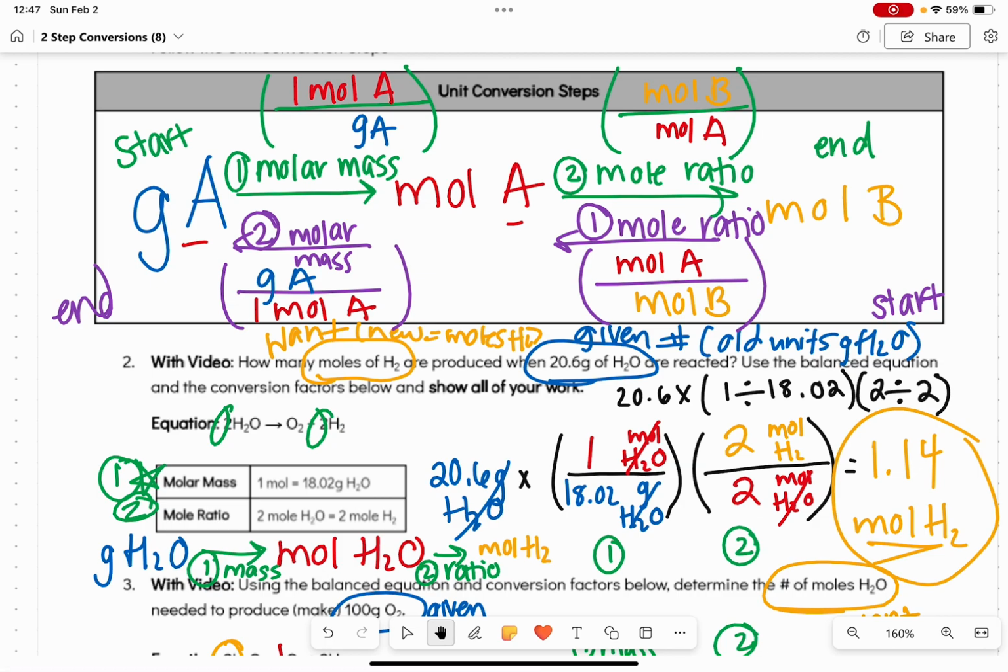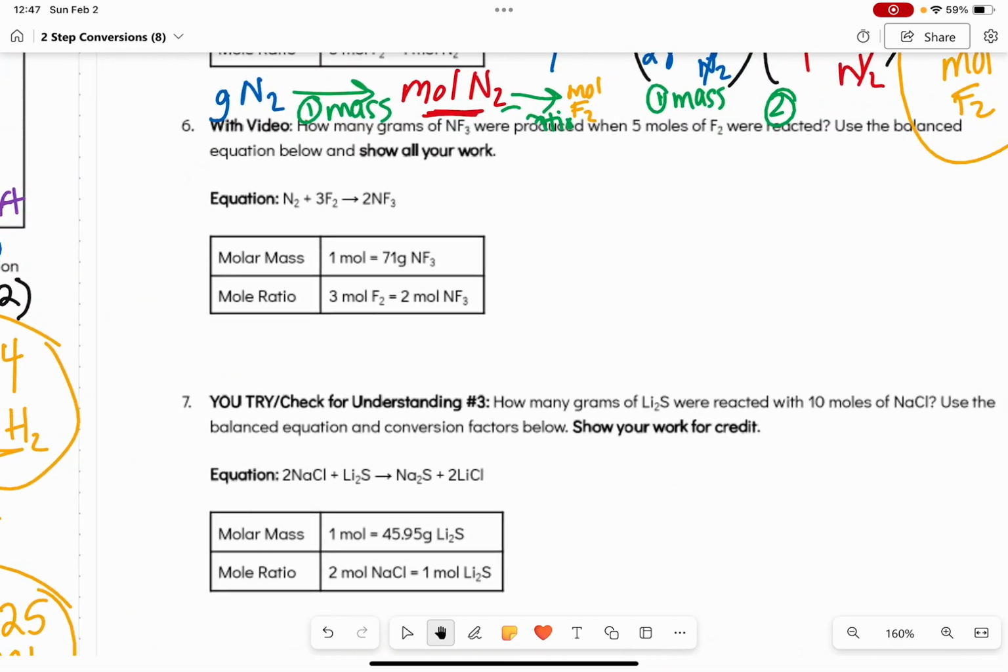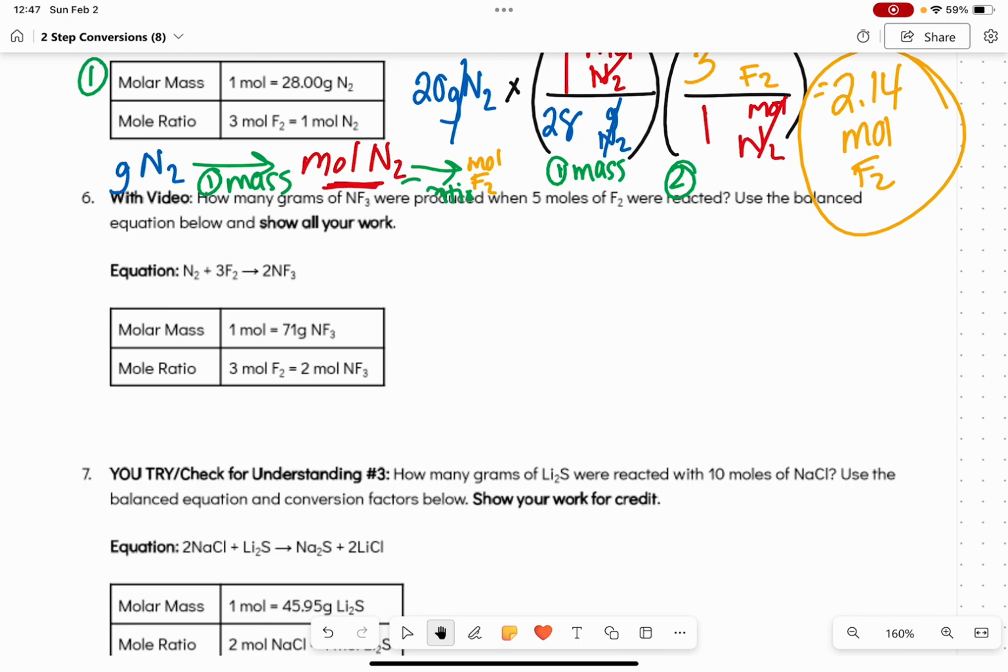Okay, so I'm going to show you how to put this together into an equation with number 6. Okay, so how many grams of NF3 were produced when 5 moles of F2 were reacted? Use the balanced equation below and show all your work. So we are given 5 moles of F2 to start with, and they want us to find grams of NF3.